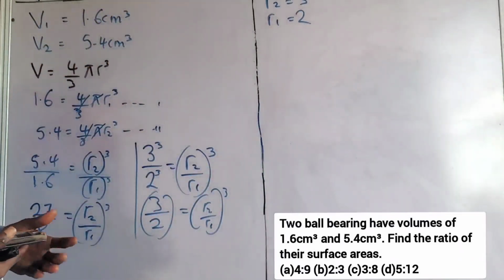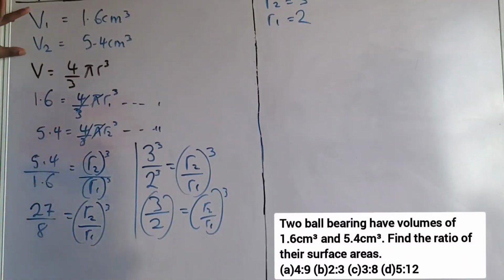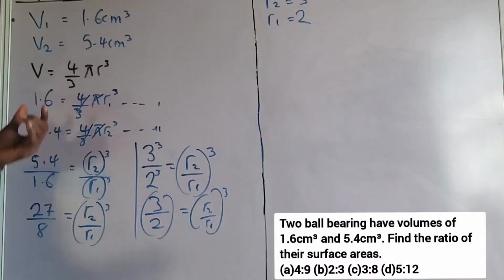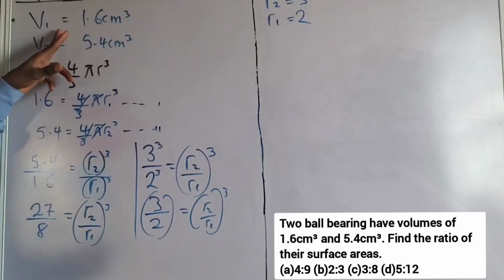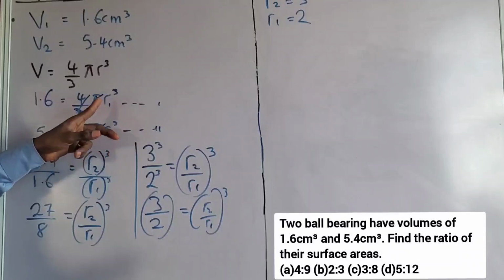Please pay attention, let me explain what I'm doing. We are asked to find the ratio of their surface area. Is that not it? Before we can find this ratio, we are given that the volume of each ball bearing is 1.6 and 5.4 cm³ respectively. A ball is just like a sphere. The volume of a sphere is 4/3 pi r³, and we have been given that the first volume was 1.6. So I equate 1.6 as 4/3 pi r³.